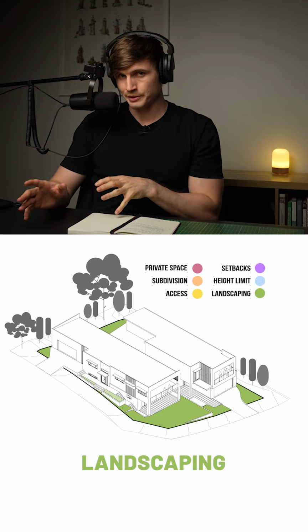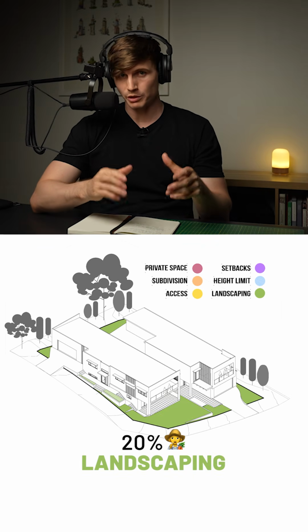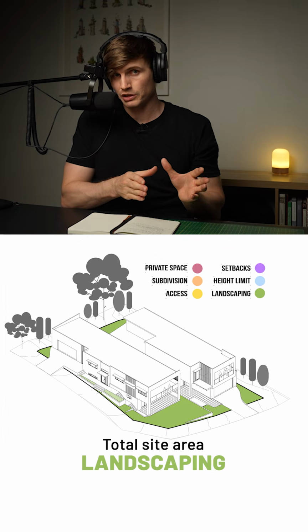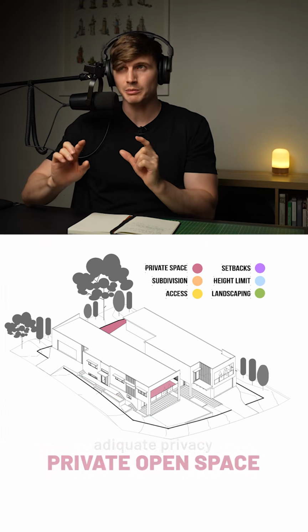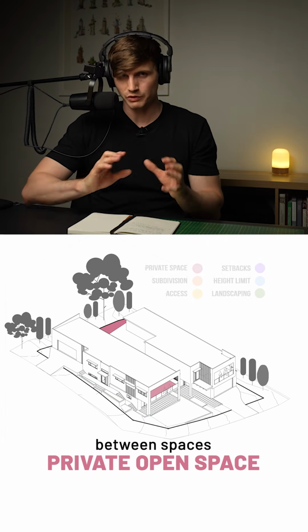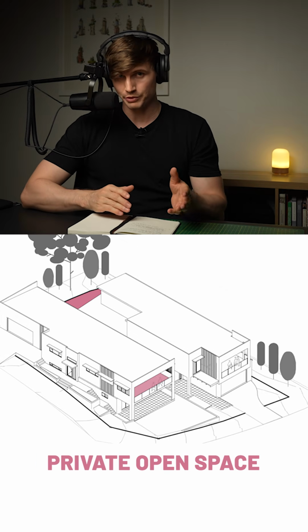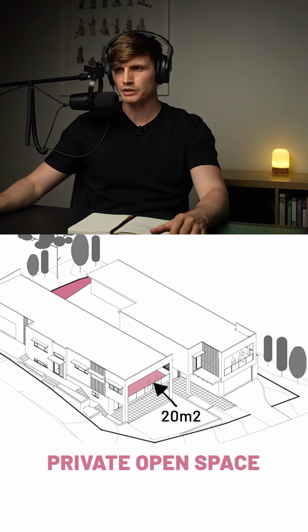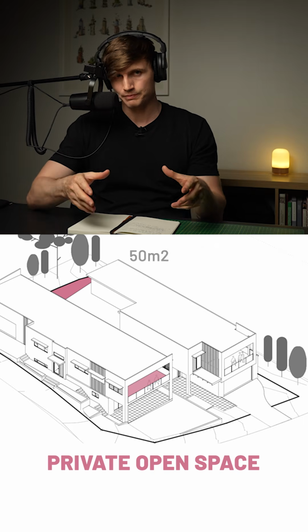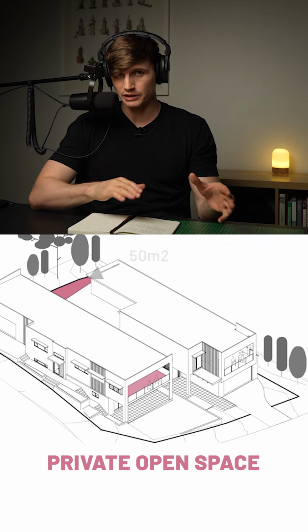Landscaping is another constraint. For this site, we needed a minimum of 20% landscaping. So this is 20% of the total site area. We also need to make sure that there's adequate privacy between the different spaces. This is called private open space. For this one, for the balconies, it's a minimum of 20 square meters. And for the ground floor, we're typically looking at 50 square meters.